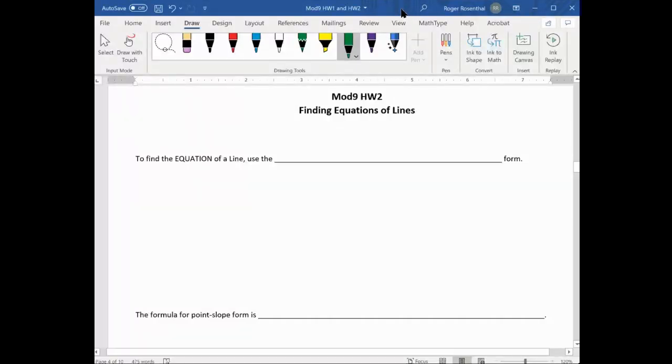Okay, welcome everyone. We are now going to do Module 9 Homework 2. Module 9 Homework 2 is about finding the equation of a line. Now, the equation of a line means a formula that every point on the line satisfies.